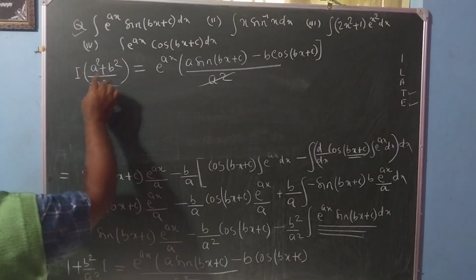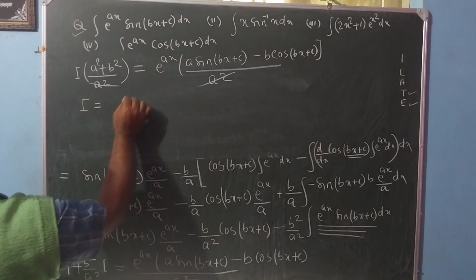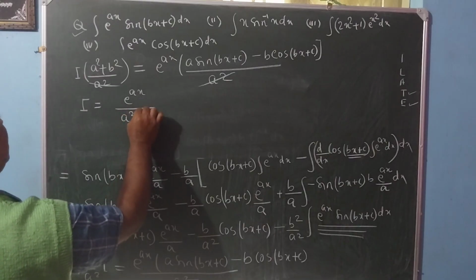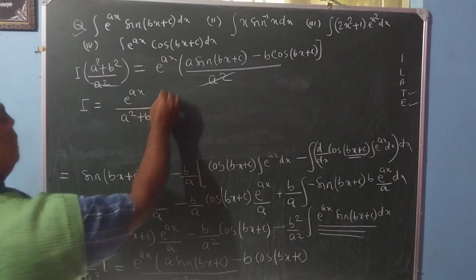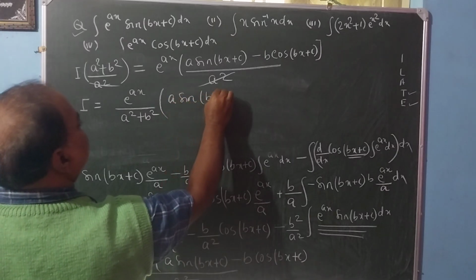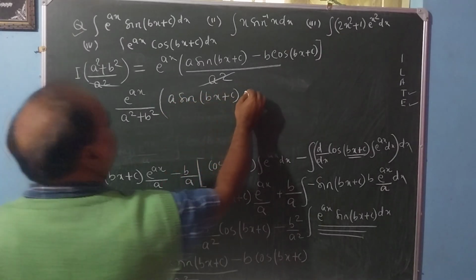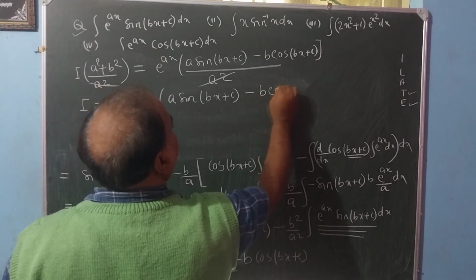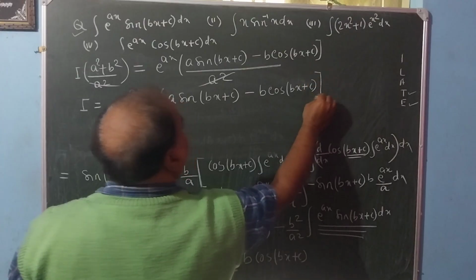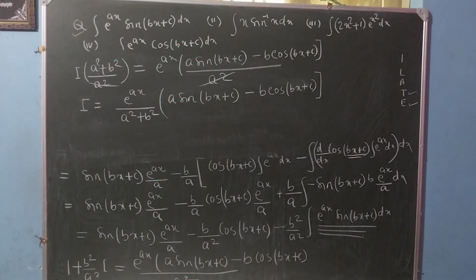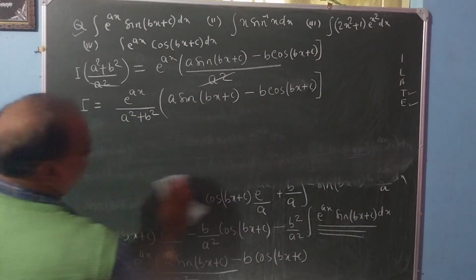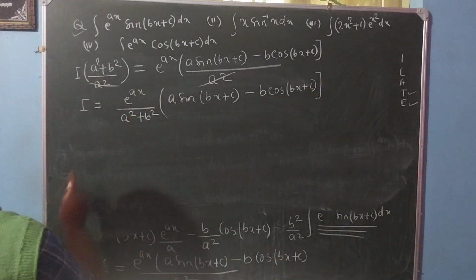So I is equal to e to the power ax divided by a square plus b square, whole into a sin(bx plus c) minus b cos(bx plus c). So this is the answer. You remember, this is also one formula. Write down the formula.